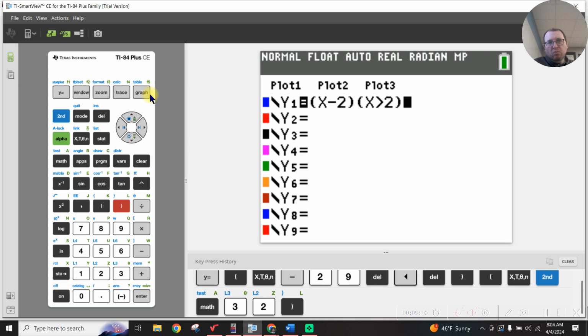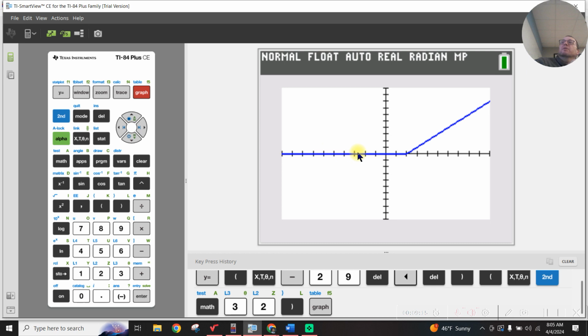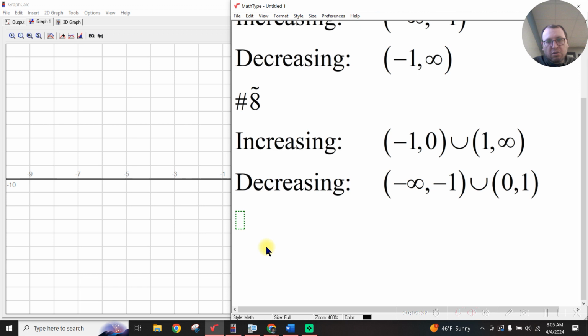Here's a graph. Now, that blue line right there is not supposed to be showing up, okay? But if you have a piecewise function, then this thing would be increasing from 2 to infinity, and we would write it as 2 to infinity.